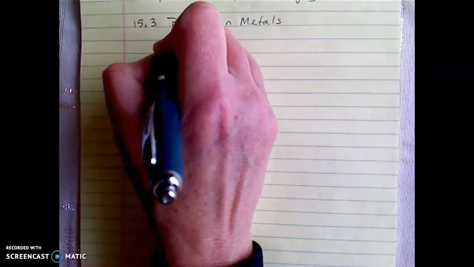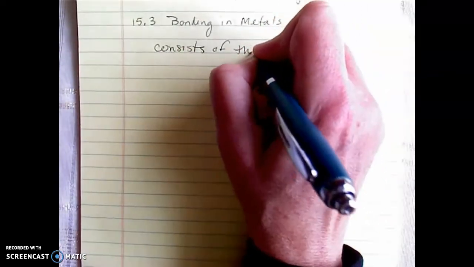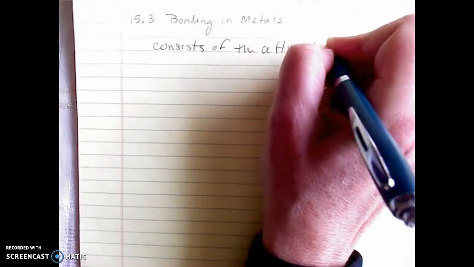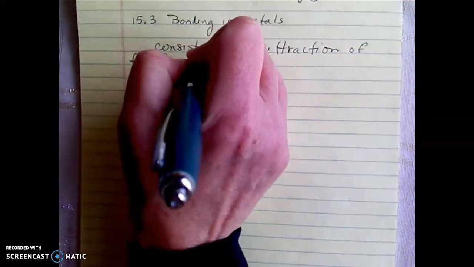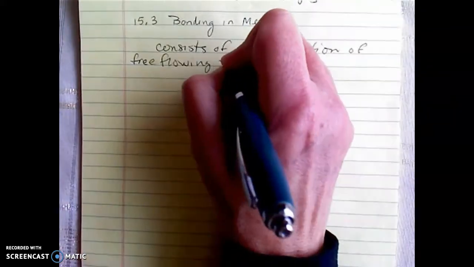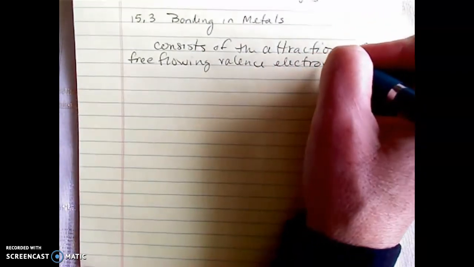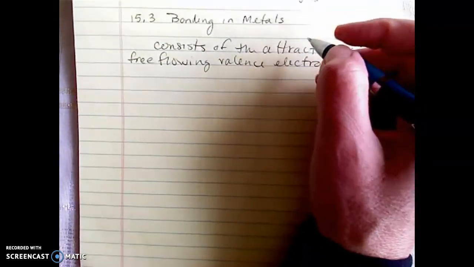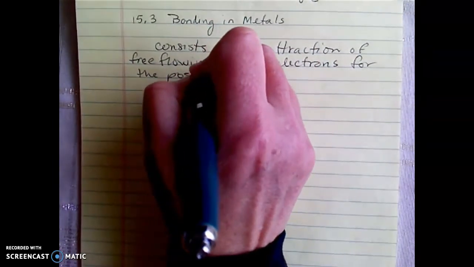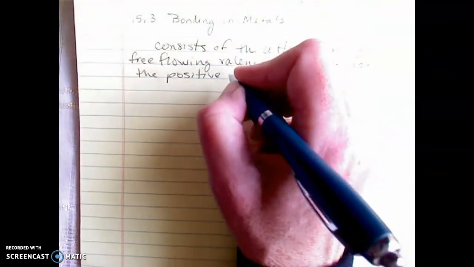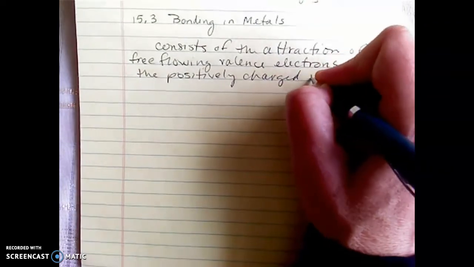Metallic bonding actually consists of the attraction of free-flowing valence electrons. Remember, your valence electrons are your outermost electrons. For the positively charged metal ions.